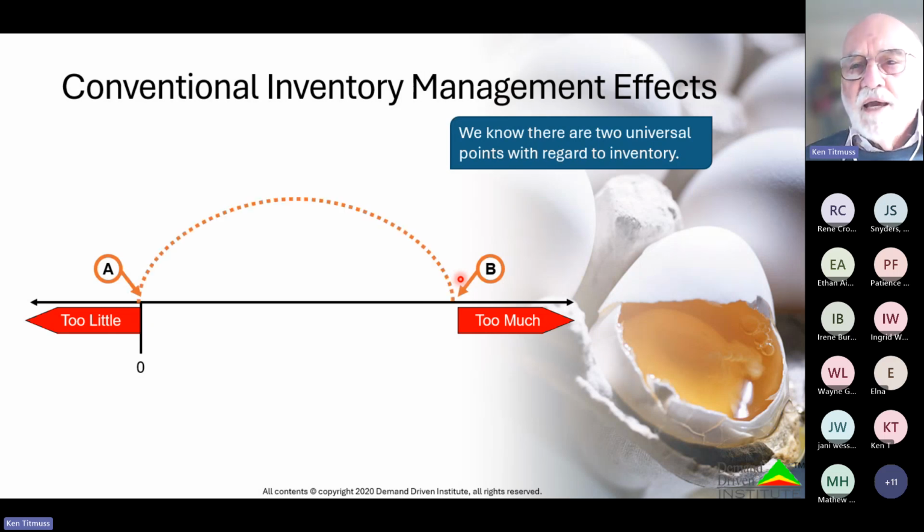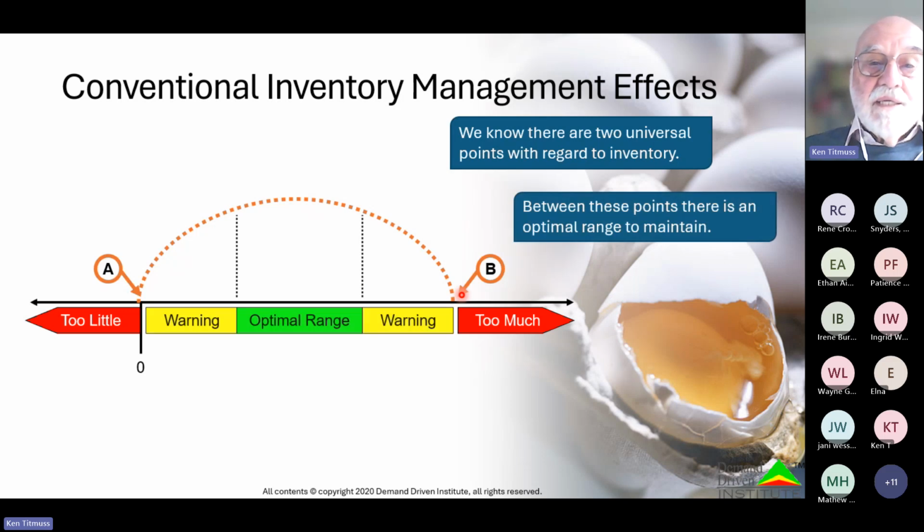If we draw a dotted line between these 2 points, we end up with basically the return on your inventory investment. If you look down here at A, we've got no inventories, there's no investment, we're not getting any return. In fact, it's costing us money because we have to expedite things in. Over at point B, we're not getting a return on our investment because we've invested too much and it's sitting around costing us money. So ideally, between these 2 points, there's an optimal range here.